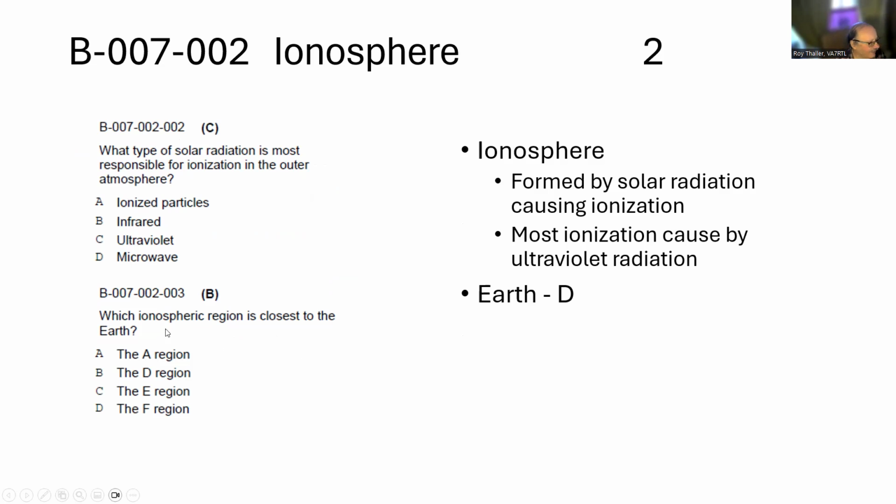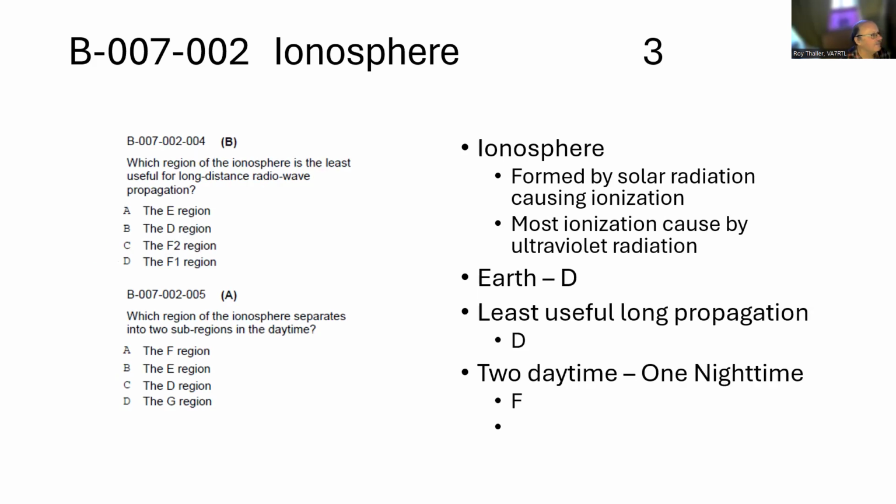And now we're looking at the different layers of the ionosphere. What ionospheric region is closest to the Earth? That would be the D region. So B is the correct answer. What region of the ionosphere is the least useful for long distance radio wave propagation? That would be the one that's closest to the Earth, the D region. The D region absorbs a lot of the RF signal.